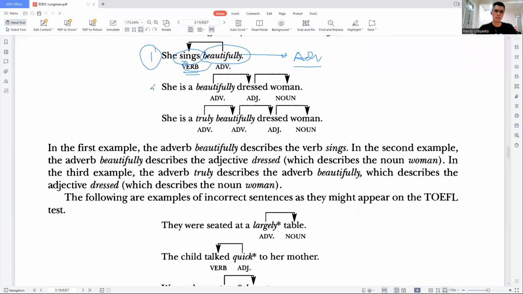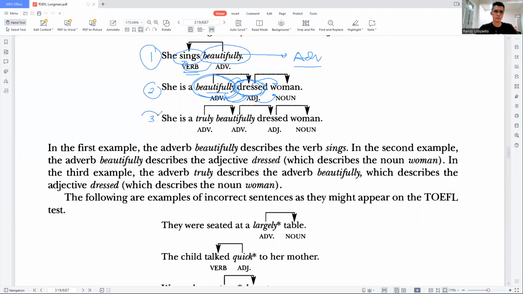Sentence number two: she is beautifully dressed. Beautifully here explains the word dressed, while dressed describes the word woman. Beautifully describes the adjective dressed, and this adjective describes a noun. So in this case, beautifully is an adverb which describes an adjective, dressed.